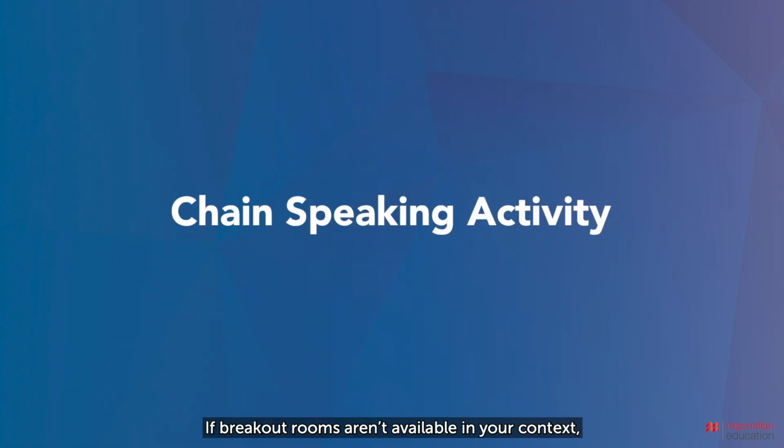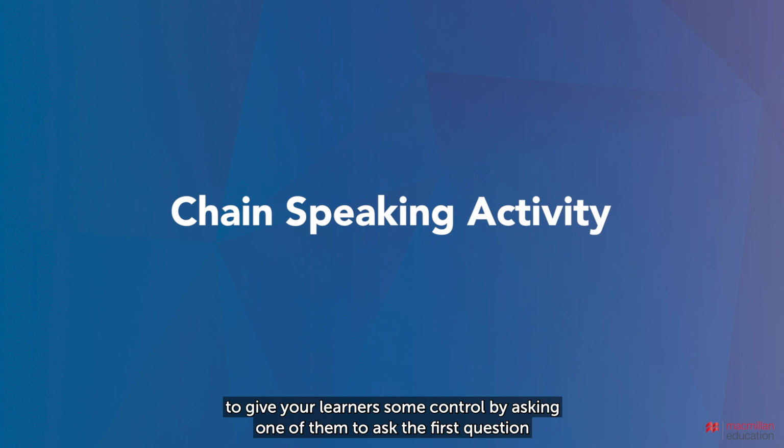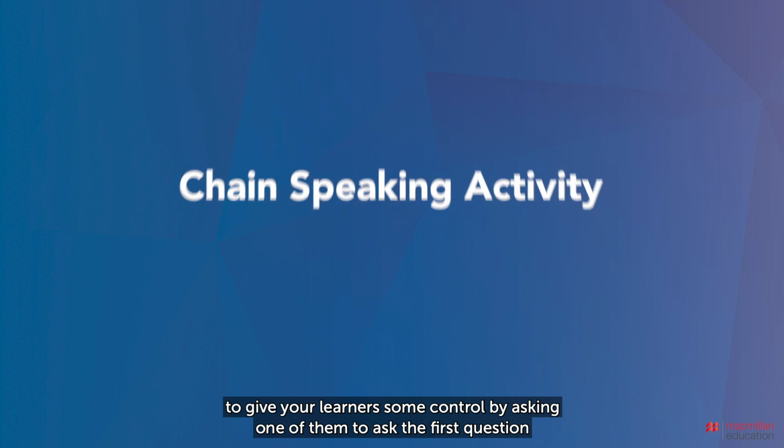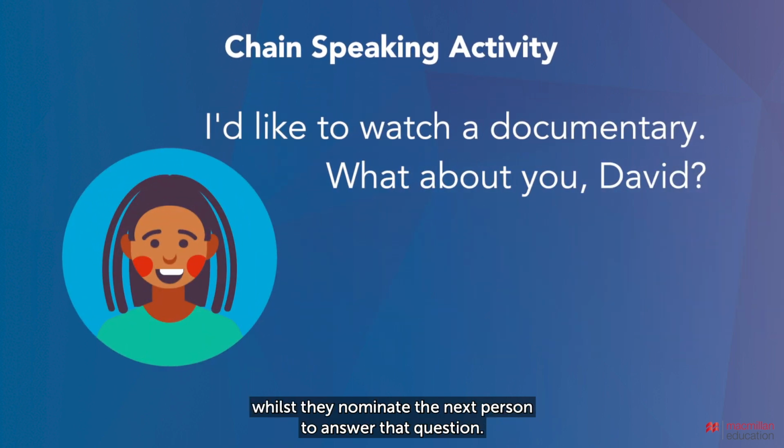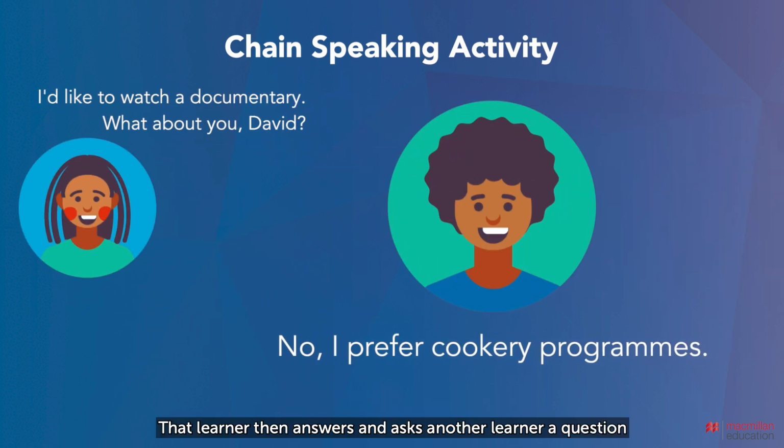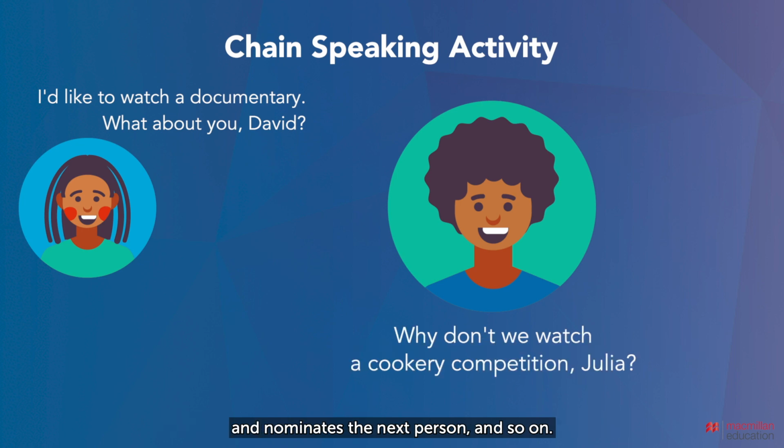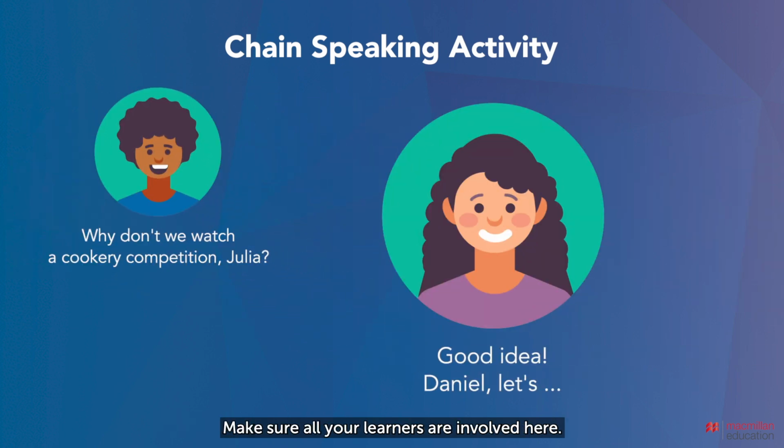If breakout rooms aren't available in your context, you could use a chain speaking activity to give your learners some control by asking one of them to ask the first question whilst they nominate the next person to answer that question. That learner then answers and asks another learner a question and nominates the next person, and so on. Make sure all your learners are involved here.